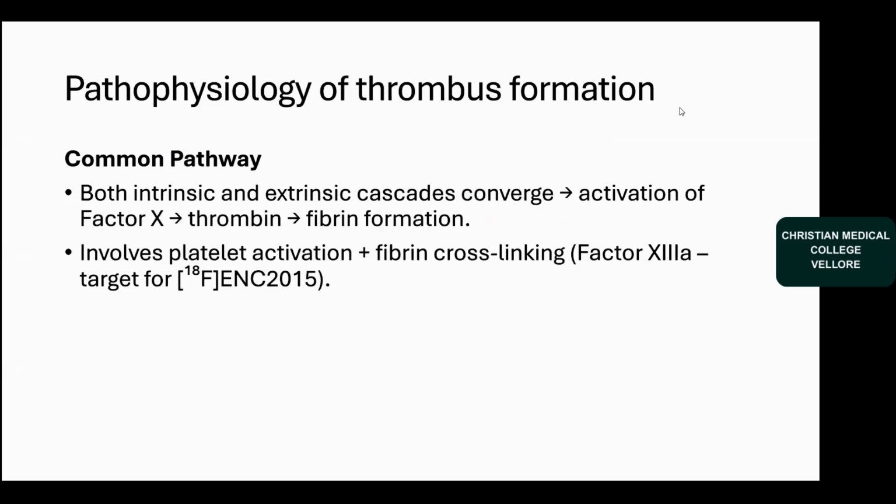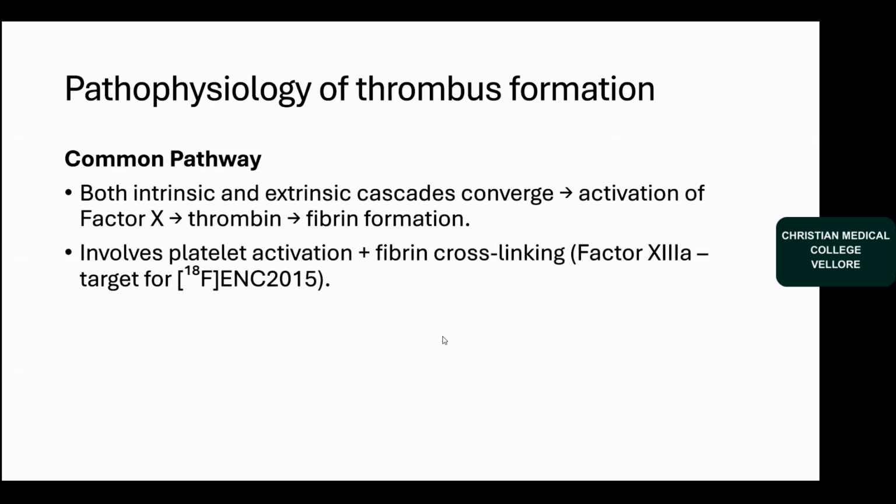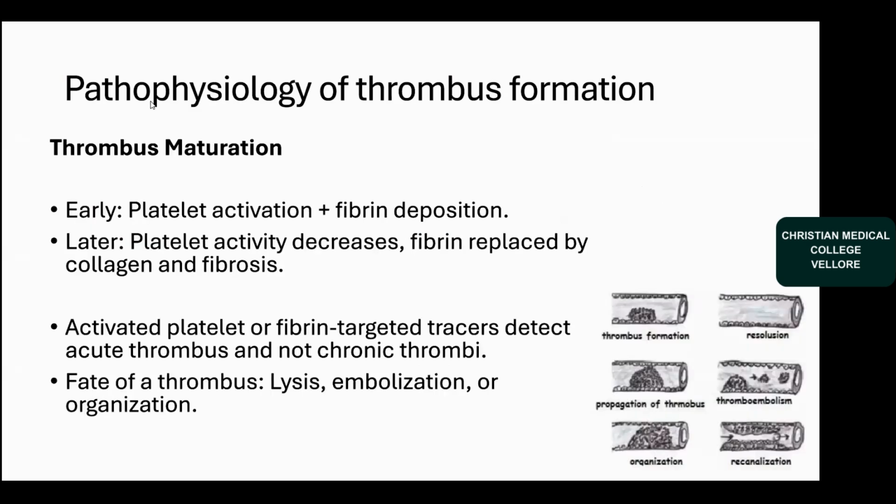Pathophysiology of thrombus formation. Both the intrinsic and extrinsic cascades converge and activate factor 10, followed by thrombin and then fibrin formation. If you see, there will be platelet activation and fibrin cross-linking. Once this fibrin is formed, it is stabilized by factor 13, fibrin stabilizing factor. We have tracers specific for that as well. We'll talk about that.